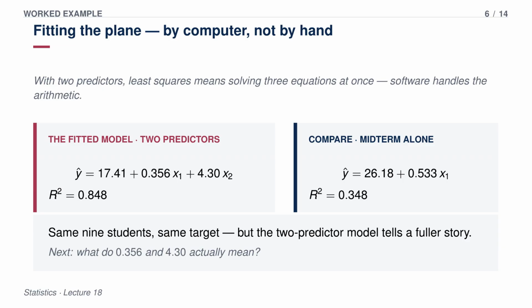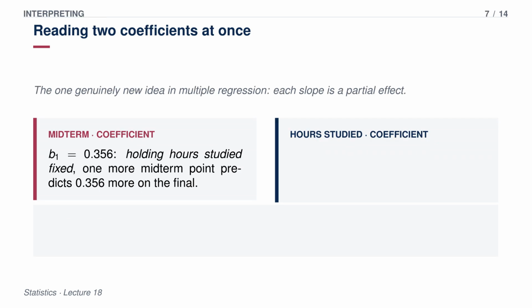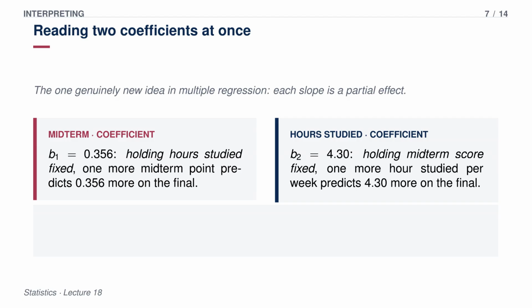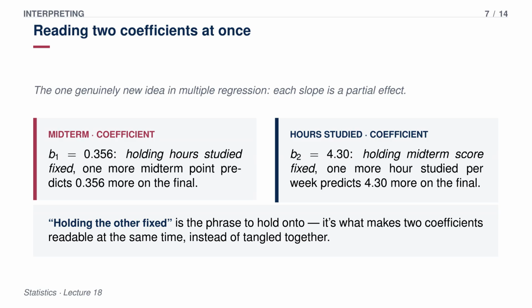Next, what do 0.356 and 4.3 actually mean? This is the one genuinely new idea today. B1 equals 0.356. Holding hours studied fixed, one more midterm point predicts 0.356 more on the final. And B2 equals 4.3. Holding midterm score fixed, one more hour studied per week predicts 4.3 more on the final. Holding the other fixed. That's the phrase to hold on to. It's what makes 2 coefficients readable at the same time, instead of tangled together.